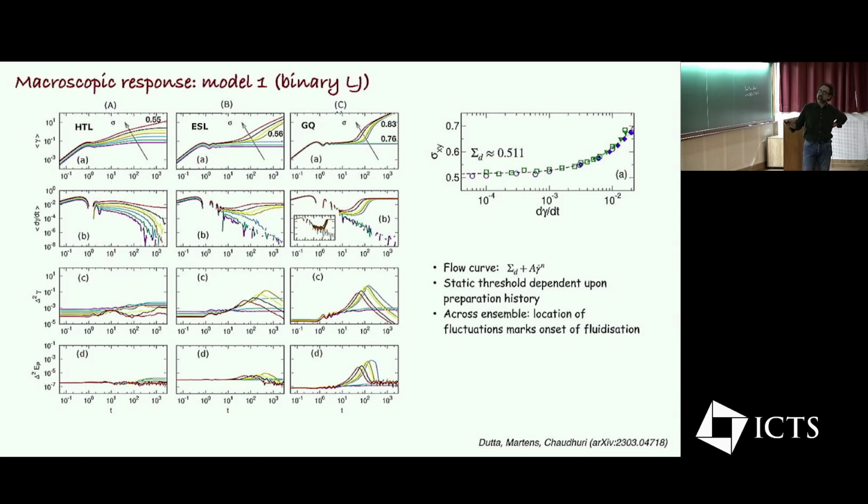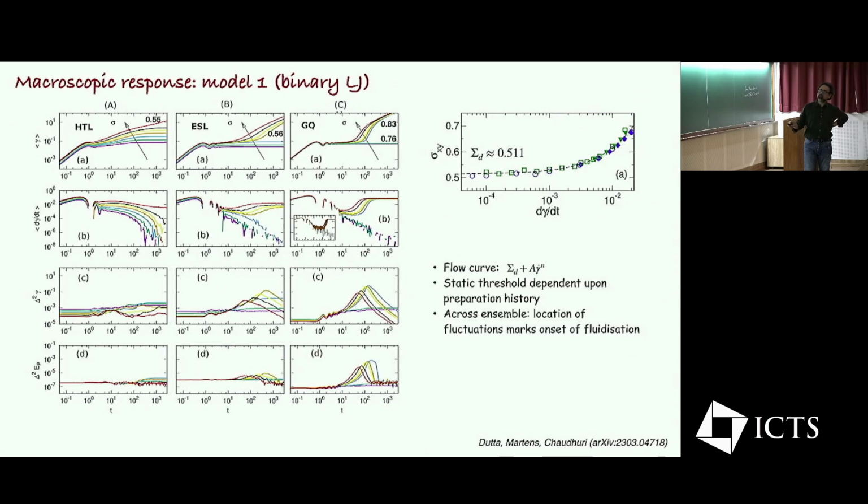So for a poorly annealed state, in this model, it is around 0.55. And for a mid-annealed state, it is around 0.56. But if you go to a really well annealed state, then you see that this number is around 0.83, which is about a factor of 1.5. So this number, which we call the static yield stress or the static threshold, is very different from the dynamic threshold, which one gets from fitting this kind of function to the steady state data. So the simple summary from this is that the static threshold depends upon preparation history.